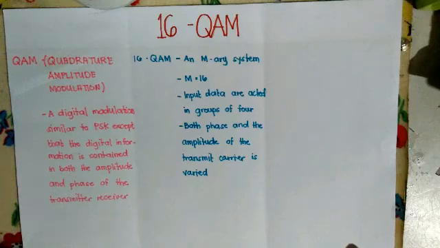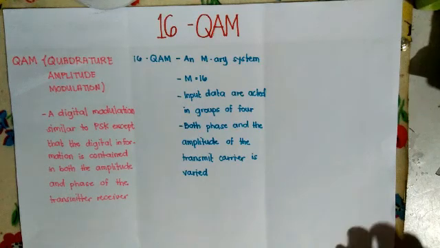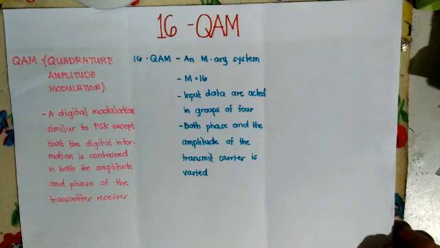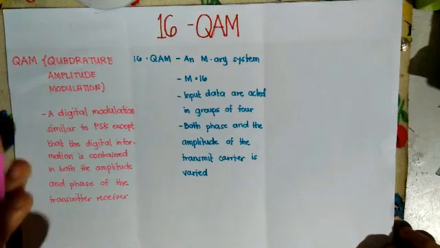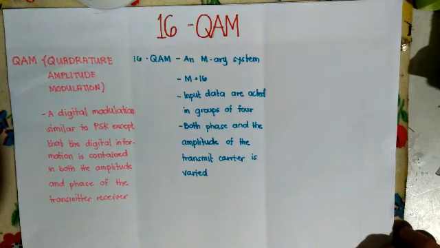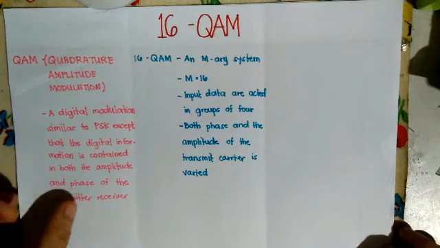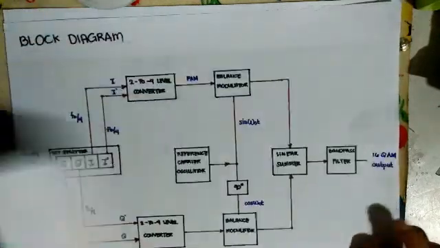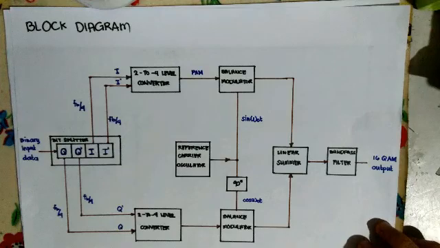But before that, let us first define QAM. QAM, or quadrature amplitude modulation, is a digital modulation similar to PSK, except that the digital information is contained in both the amplitude and phase of the transmitted carrier. So 16 QAM is an M-ary system, which means that M is equal to 16 and that the input data are acted on in groups of 4, which we will discuss later, and that both the phase and the amplitude of the transmit carrier are varied. So now let's proceed to the block diagram of the 16 QAM.